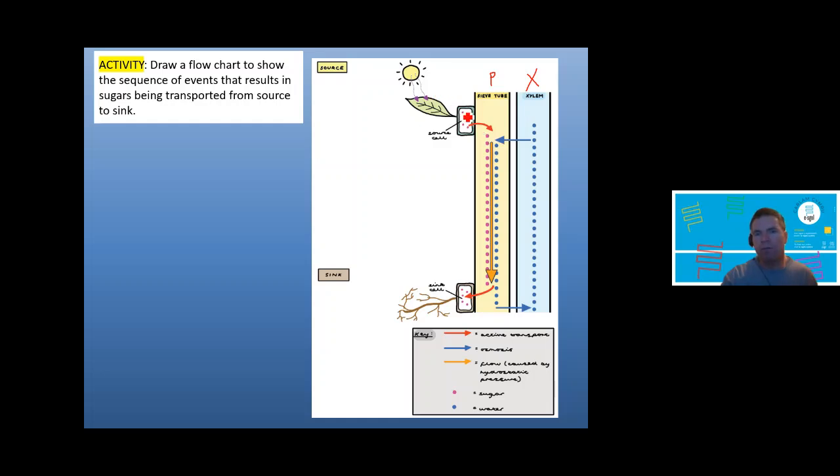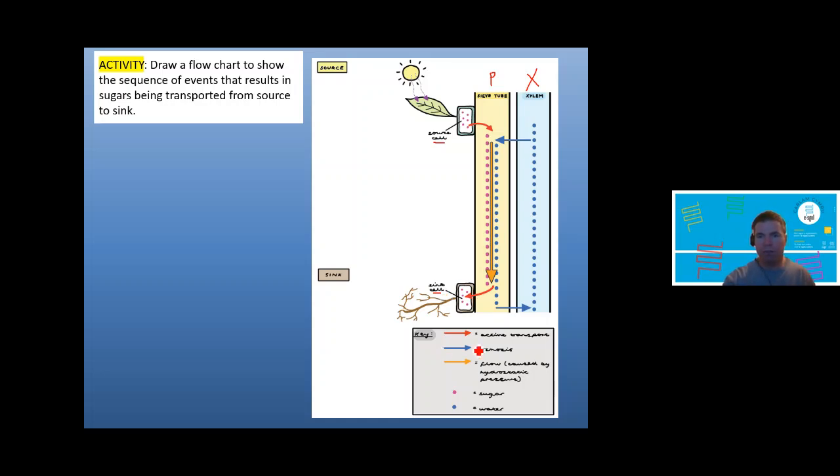This movement of solutes goes from a source, which is our leaf, to our sink cell, which is the root. The sink cell can be anywhere in the plant which is using up sugars. The best example is always going to be a root cell, because a root cell is not making its own sugars through photosynthesis because it's underground. So there needs to be a mechanism of getting sugars to the sink cell.